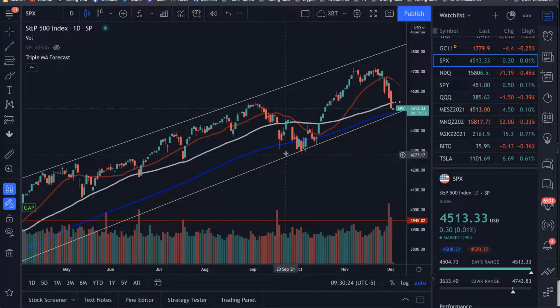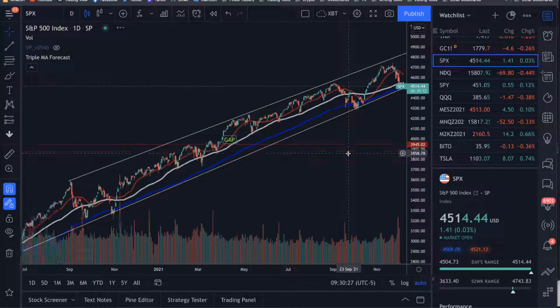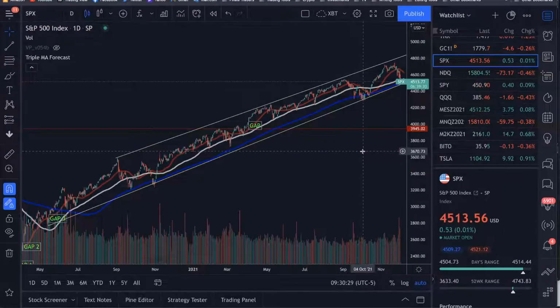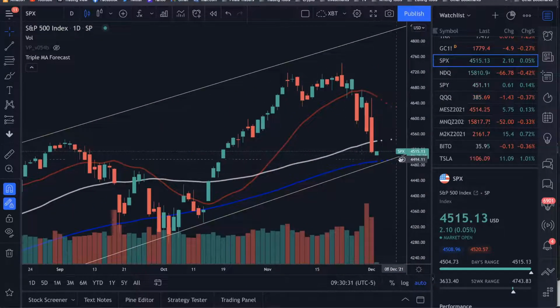Just looking at the SPX, it looks like this trend line from way back in the day is going to correspond nicely with that 100 daily moving average. So looking for support there.